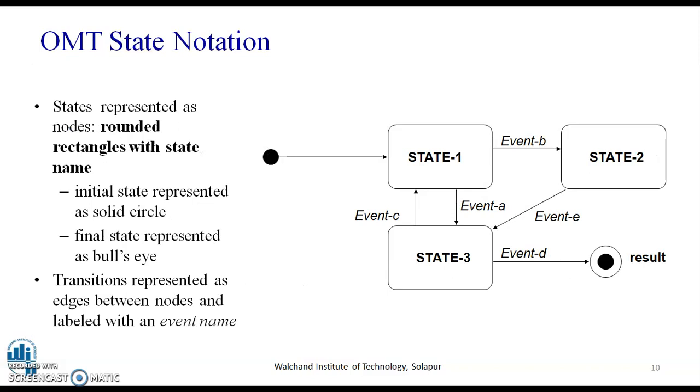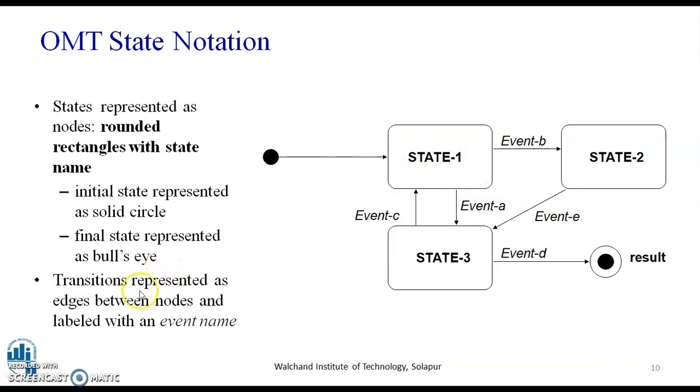Now, we see the OMT state notations for all the concepts that we have discussed previously. The states are represented as nodes. As you can see over here, the initial state is shown by a filled circle and the final state is shown by two circles, one unfilled and the other filled. This is also called the bull's eye. The next thing, the rounded rectangles, are the ones which represent the states, and here you have the state name written.